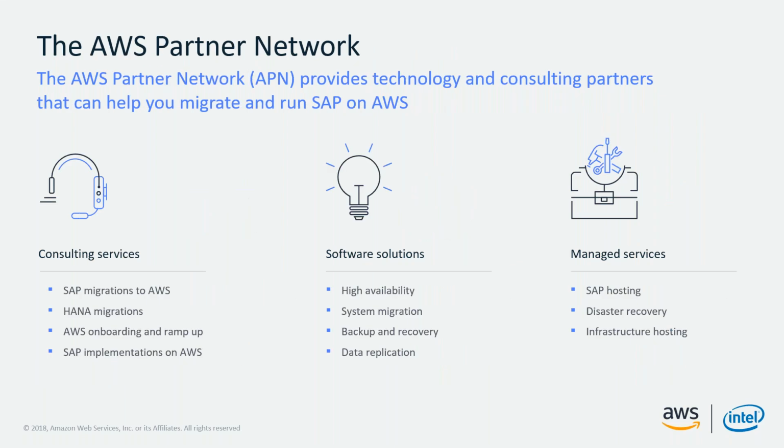And then moving on, we have the AWS Partner Network. Now, within the Partner Network, we have tens of thousands of partners, SIs and GSIs. And a number of these partners hold the SAP competency on AWS. That competency consists of consulting services, so migrations for SAP onto AWS, HANA migrations, as well as managed services. And you'll hear from one of our partners today, Lemongrass.